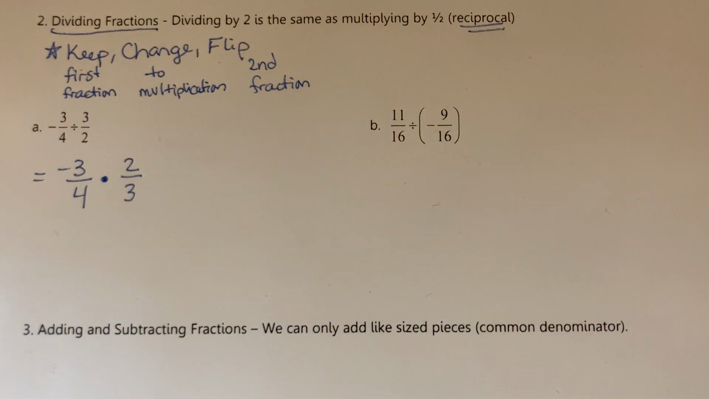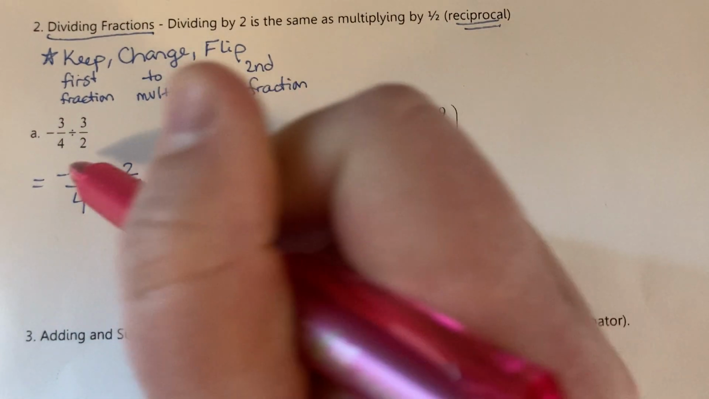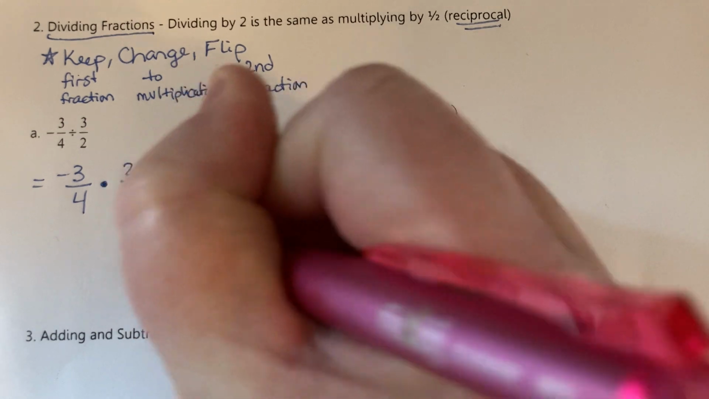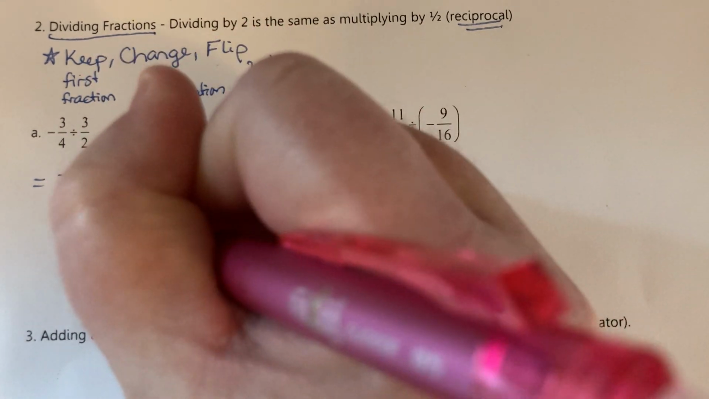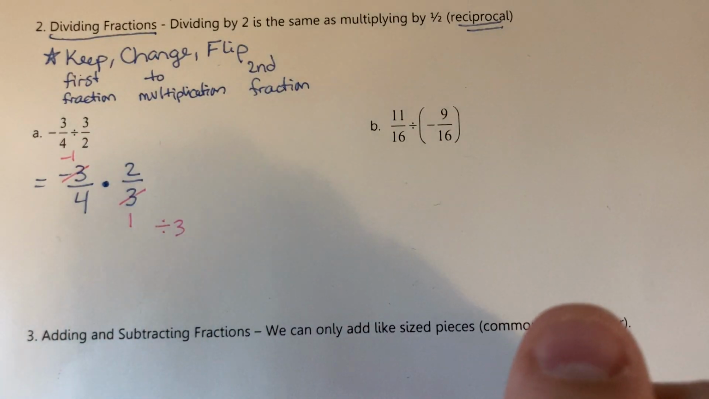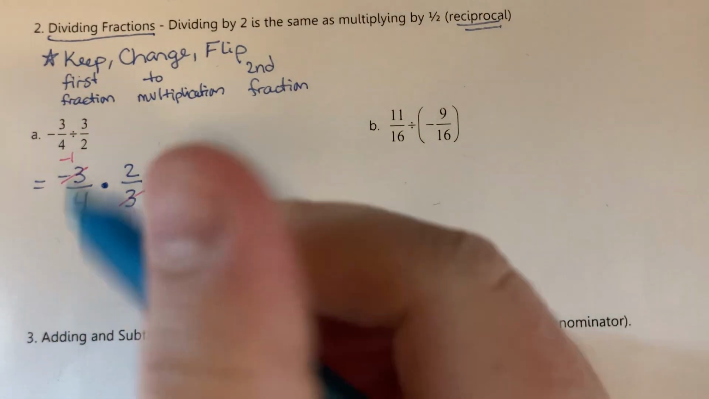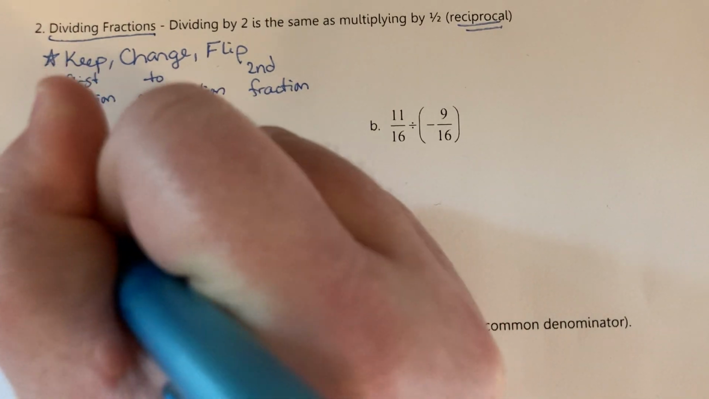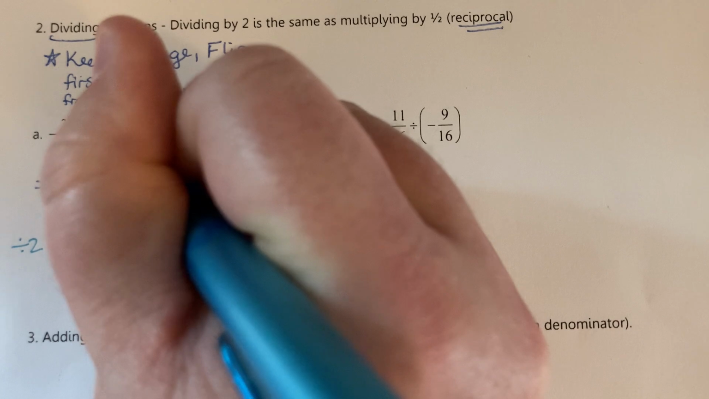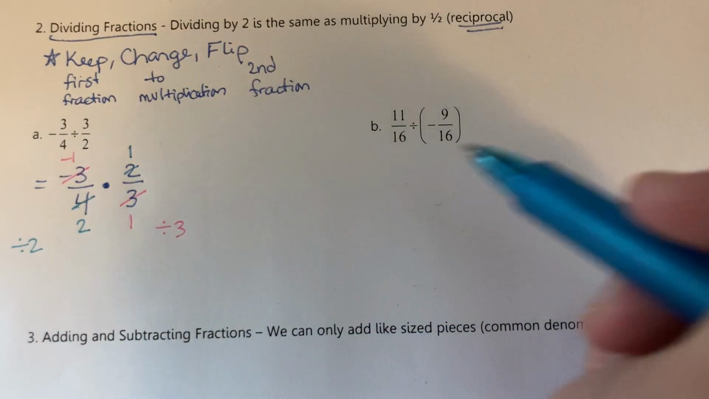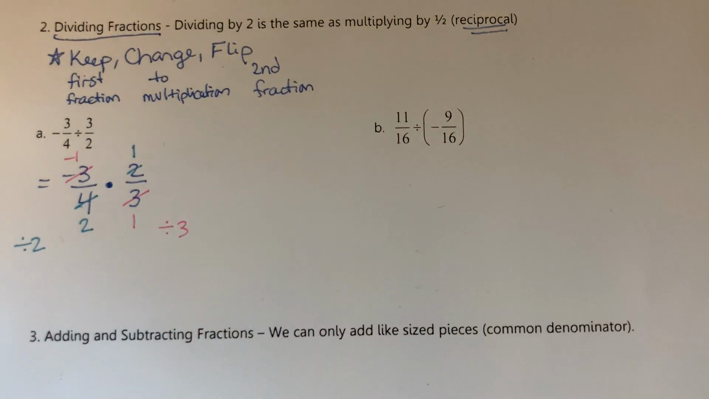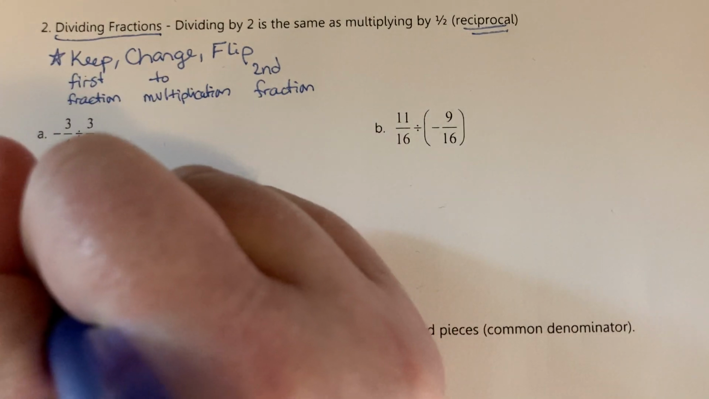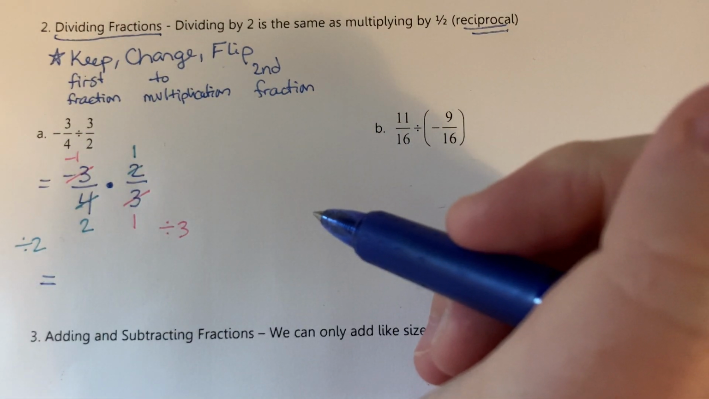So let's reduce. Let's see what we can do. We look along the diagonals. Along this diagonal, I can divide by 3. So 3 divided by 3 is 1. Negative 3 divided by 3 is negative 1. Along this diagonal, I can divide by 2. 4 divided by 2 is 2. 2 divided by 2 is 1. It looks messy, but it simplifies the multiplication and the simplification later a lot.